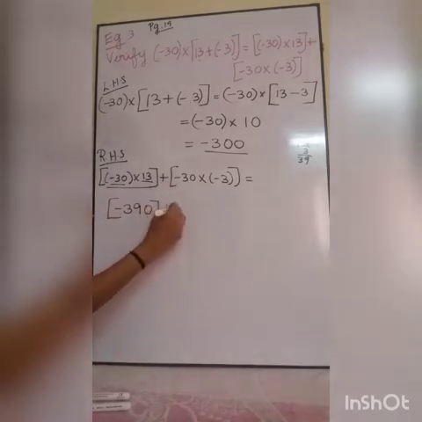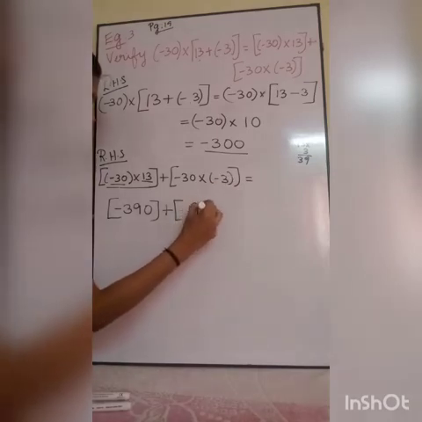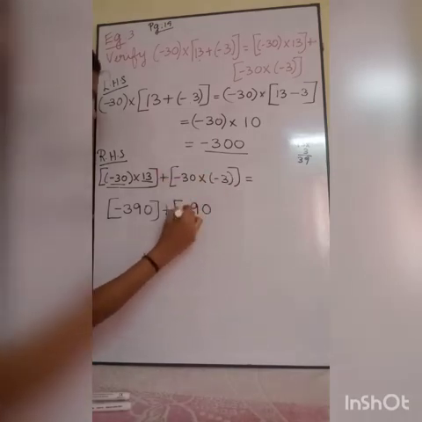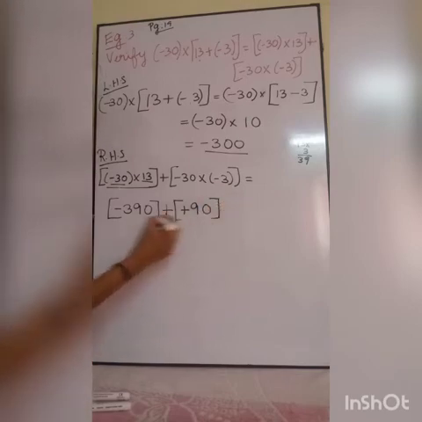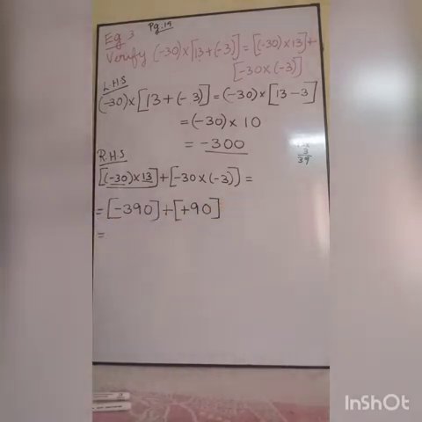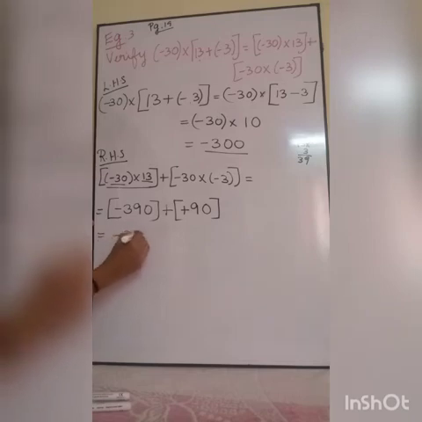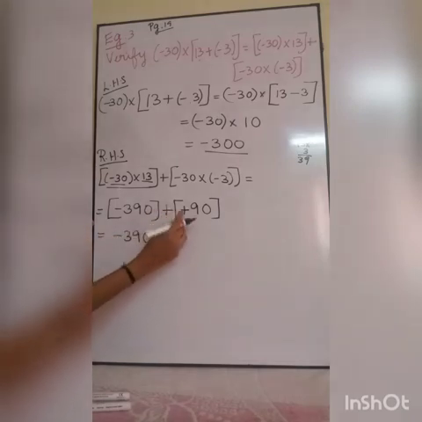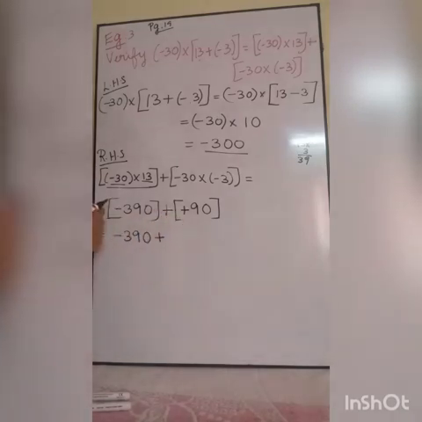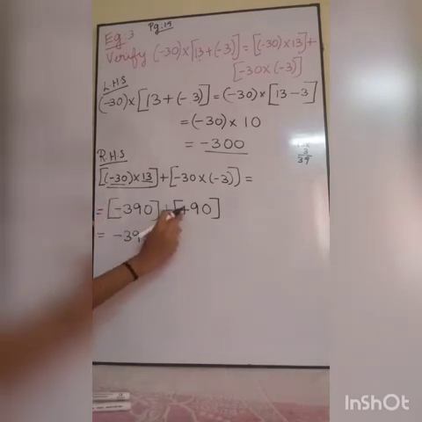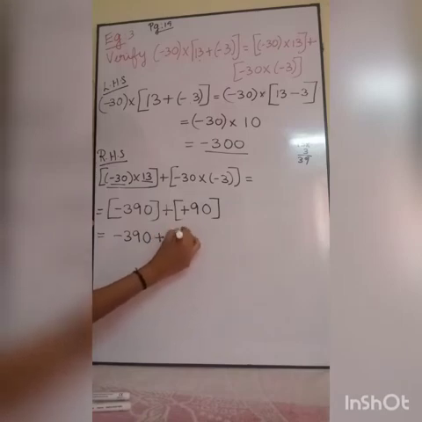Next, this plus I am writing. Next, minus 30 into minus 3, 90. Minus into minus, plus. Now, can you remove all the brackets? Minus 390, plus into plus, plus. Because minus here, plus. So, plus into minus, minus 390. Plus into plus, 90.